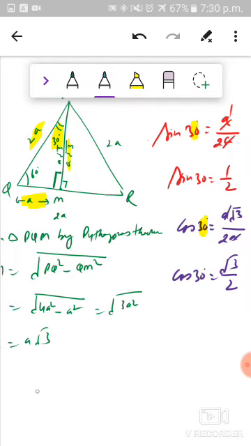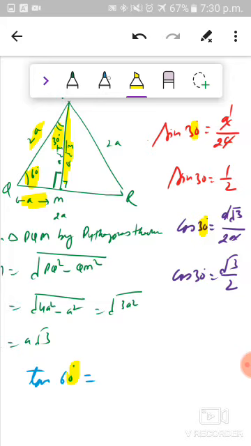Now suppose I am going to find the value of tan 60 degree. So we know what is tan? Tan is the ratio of perpendicular and base. What is perpendicular? That is the side opposite to 60 degree. So the side opposite to 60 degree here, that is a root 3, means this PM side.